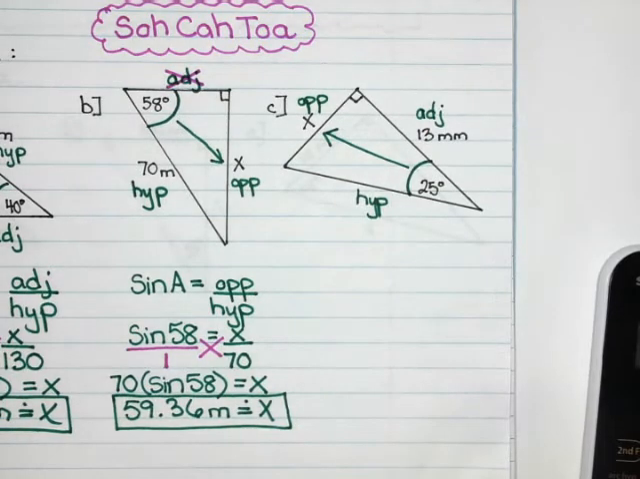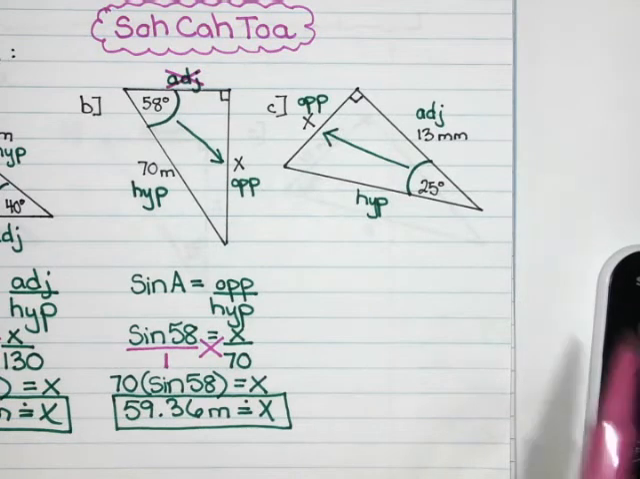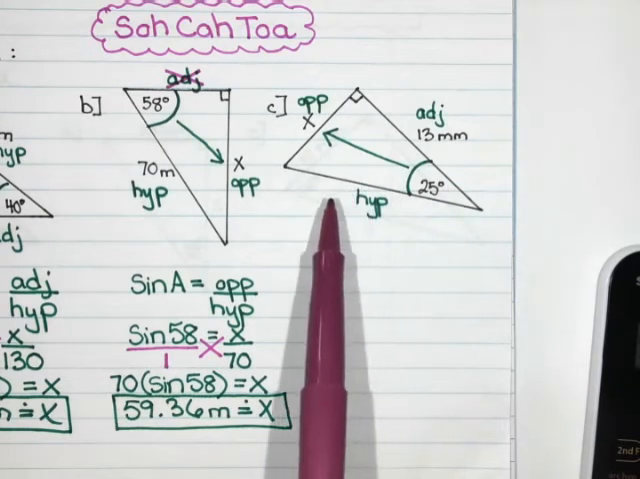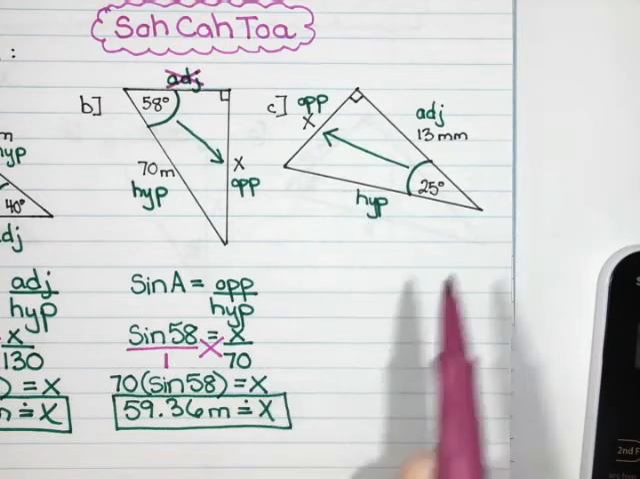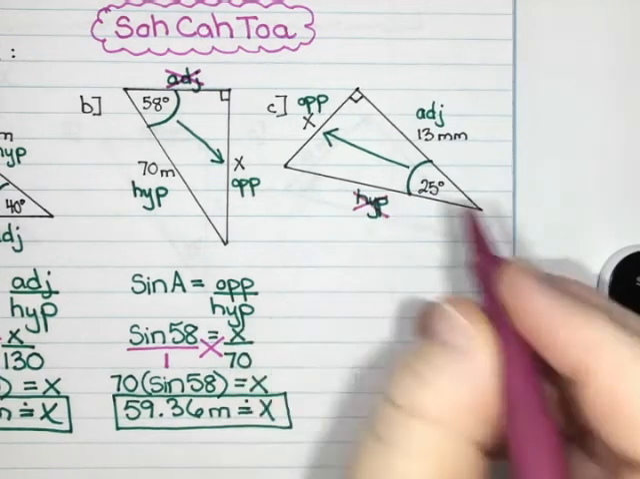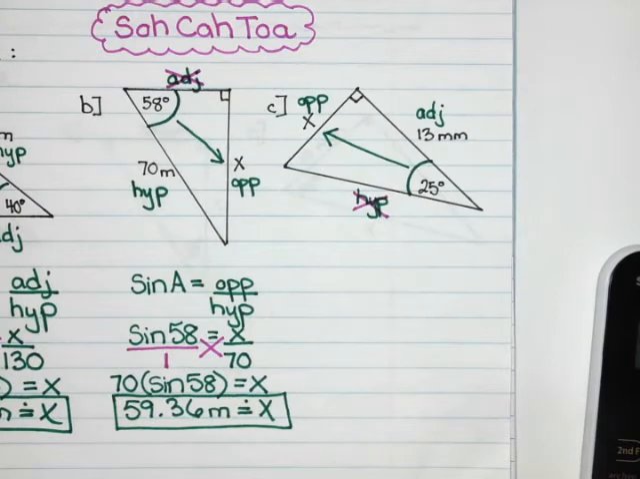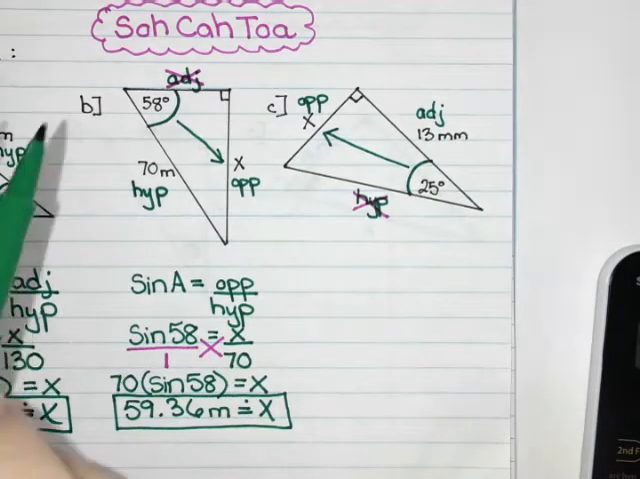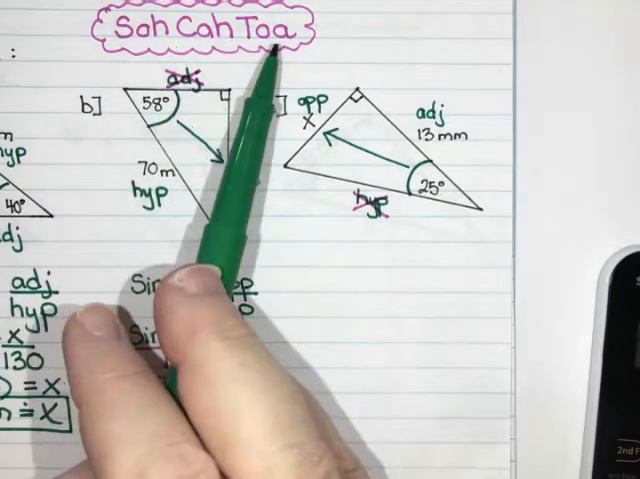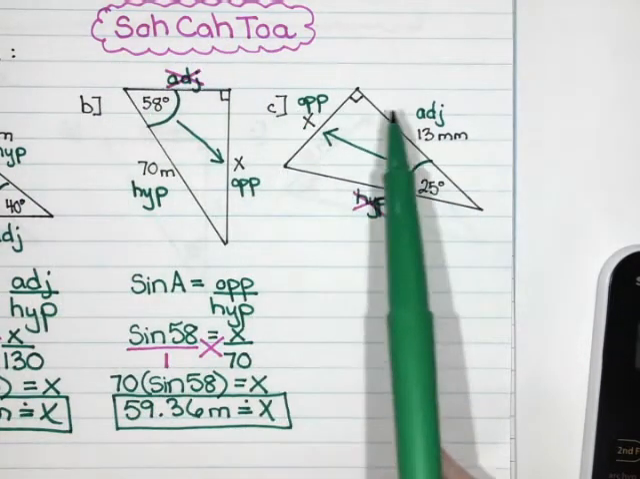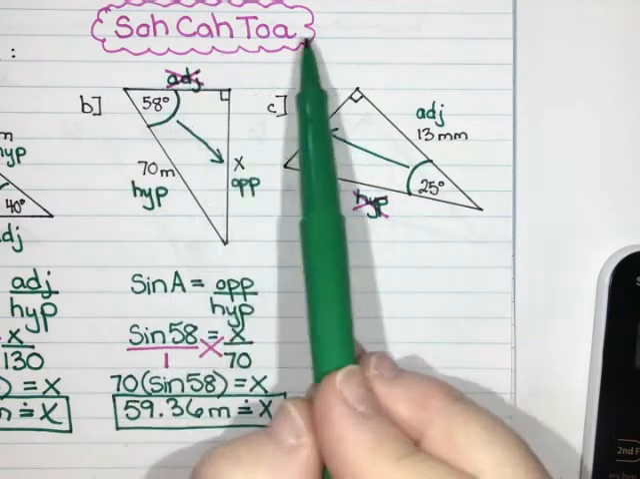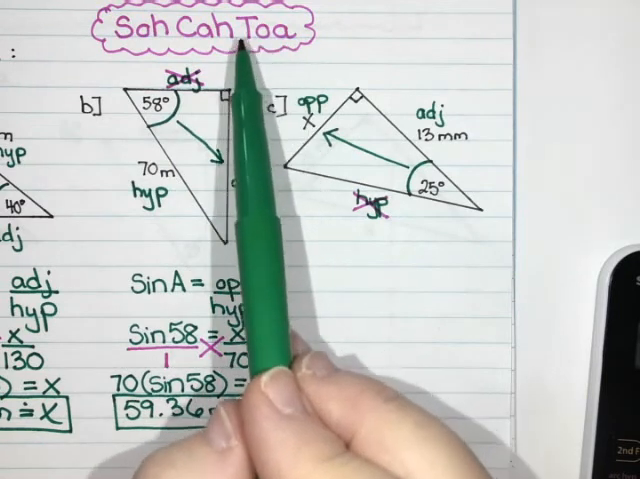So I want to look at the three sides and see if there's one that I don't know anything about. So when I look at the three, I notice the hypotenuse doesn't have any side lengths or variables. So I don't really think we care about the hypotenuse in this question. So we're going to focus instead on the opposite and the adjacent. So I'm going to look at SOHCAHTOA, and I'm going to see if I can find something that uses O and A.